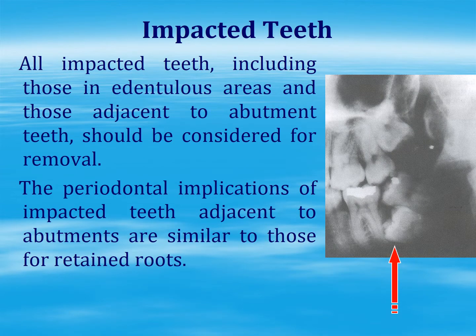Okay, coming to impacted teeth. So all the impacted teeth, including those in edentulous areas and those adjacent to abutment teeth, should be considered for removal. The periodontal implications of impacted teeth adjacent to abutments are similar to those of retained roots. So basically, they will create pockets. They'll be deep down, and there will be problems. So that's why usually we do not retain them if not required.